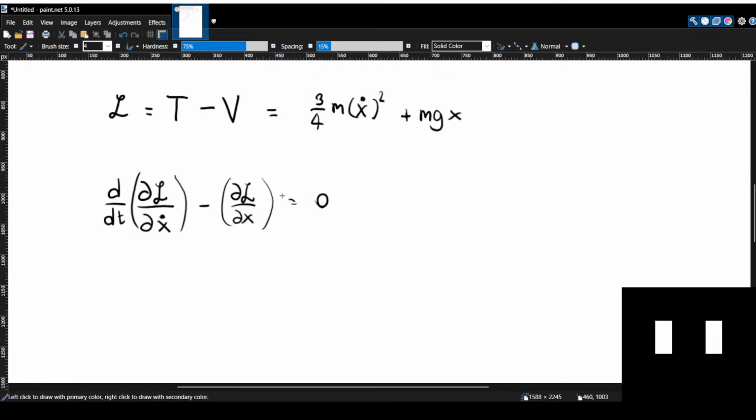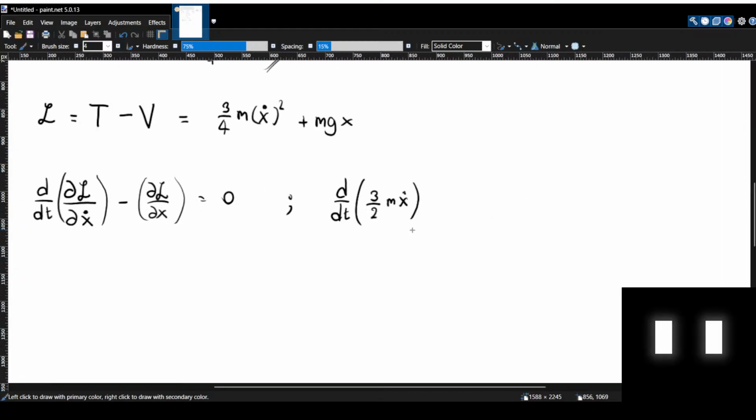Okay, so let's take the derivative of each of them. So the partial derivative of the Lagrangian here with respect to x dot is going to be equal to 3/2 m x dot. Everyone still caught up? Perfect.